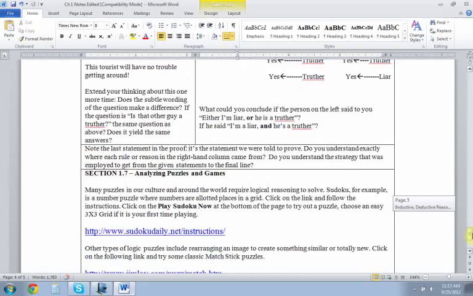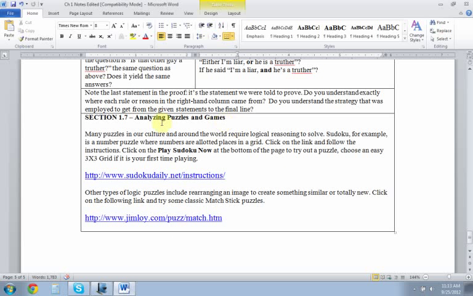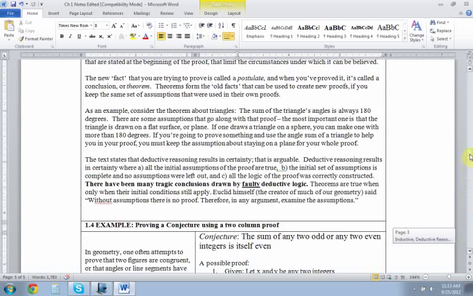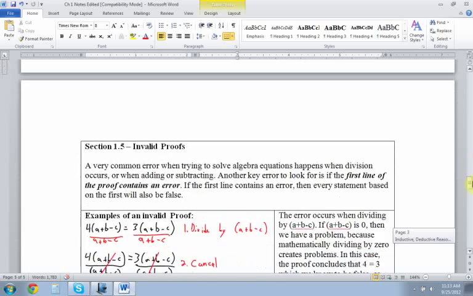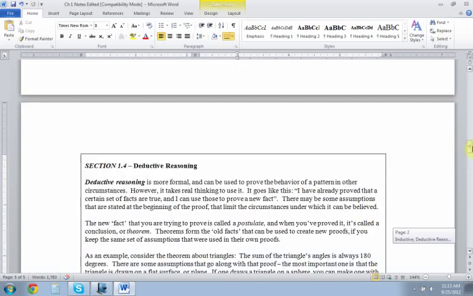And the last section is 1.7, which is puzzles and games, which again is kind of a fun way. I have two links there that you can work on. You can click on them for Sudoku, and another one for another puzzle as well. So it's kind of, the last section is kind of fun. It's not too bad. The hardest section, I would say, is the deductive proofs, which is section 1.4.